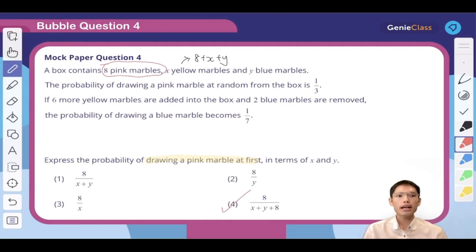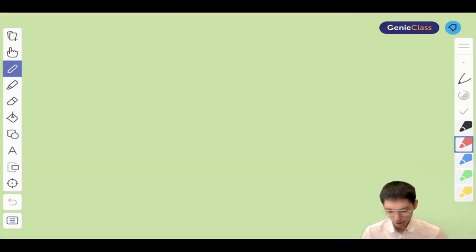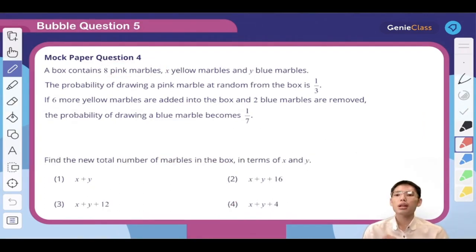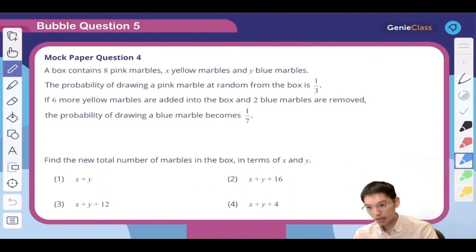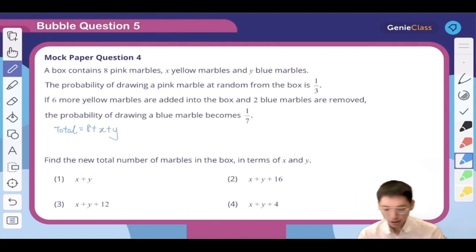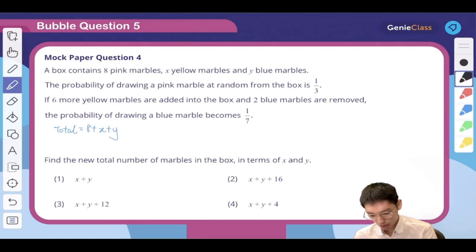Alright, following up nicely from there, we have one more. Give you one more hint over here. Now, find the new total amount of bubbles. Before that, my total, let's recap, is going to be 8 plus x plus y. Given all these new arrangements over here, what is my new total bubbles?